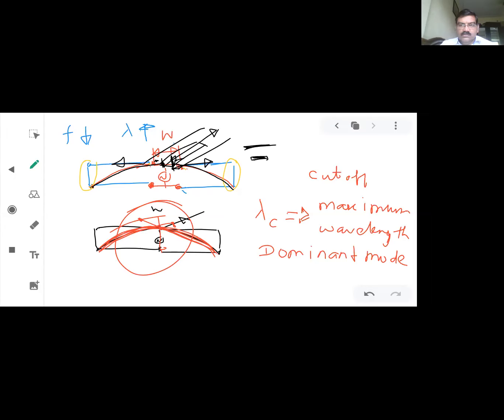So that's why waveguides work like a high pass filter. You can operate this waveguide at any higher frequency whose wavelength is equal to lambda c or smaller than lambda c. So it can be written that the operating wavelength is always less than or equal to lambda c. This is the condition. So if you operate your waveguide at a larger wavelength, then it is not going to work. That's why it's a high pass filter.